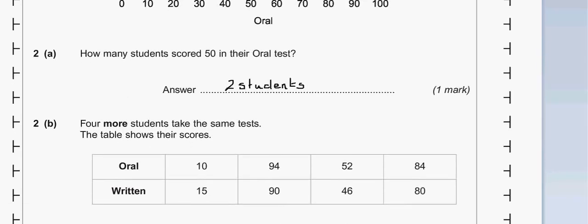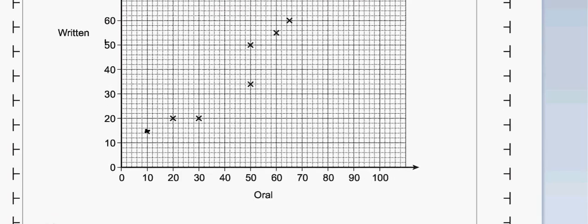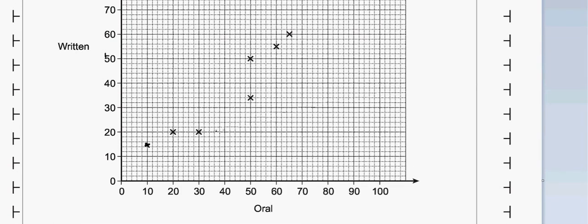One student got 52 and 46. So I go to 52, which is here, and 46, which is here. It's important when you look at these graphs that you understand what all these subdivisions are. From 50 to 60 is obviously 10 marks, but we only have 5 lines. So this must be 2 marks, 4 marks, 6 marks, 8 marks, 10 marks. And the same goes for the vertical.